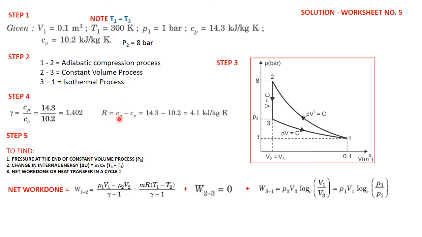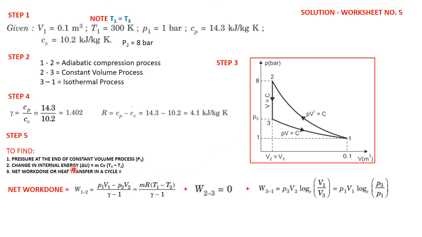And for the gas constant, we know the formula Cp minus Cv, right? We know the Cp value and Cv value, so we'll get this 4.1 kilojoules as the answer for R. So how to find the pressure P3? That is the first question. Second, internal energy and net work done. So pressure P3 during the constant volume process. P3 is the pressure at the end of the constant volume process. So we have to find P3. We will see in the next slide.